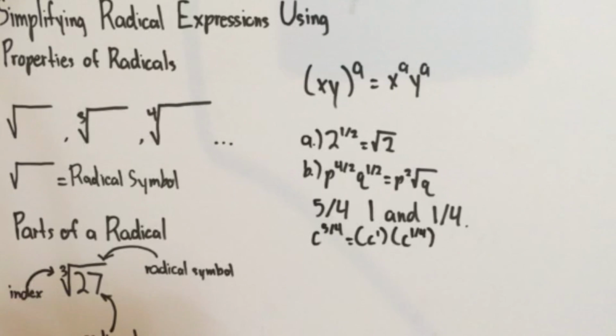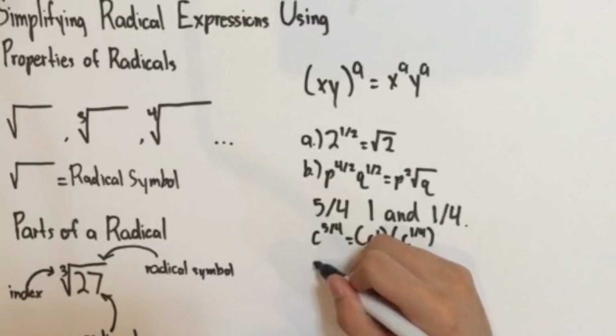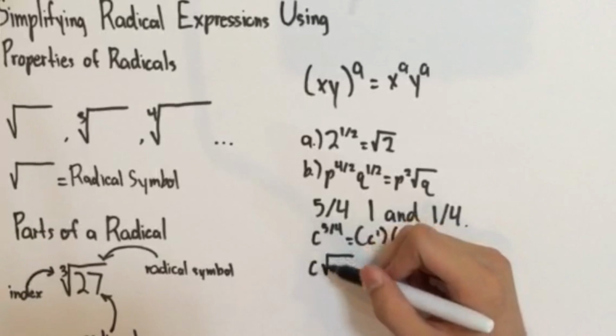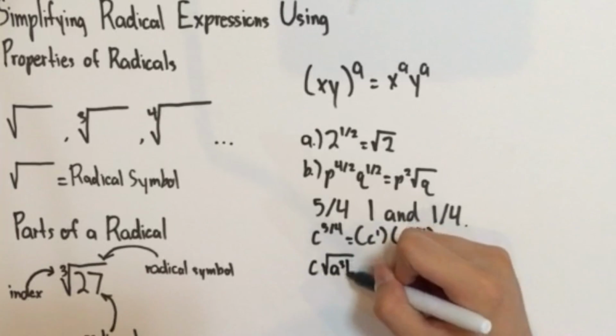Since all of them have the same denominator, all of them fall under the same radical symbol, except for the variable that has a whole numbered exponent. Therefore, c square root of a cube b c.